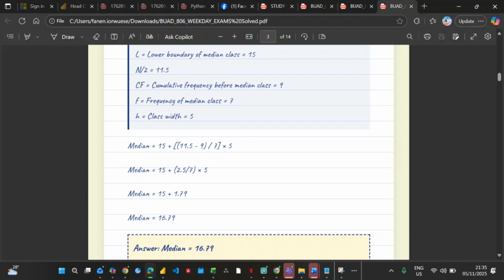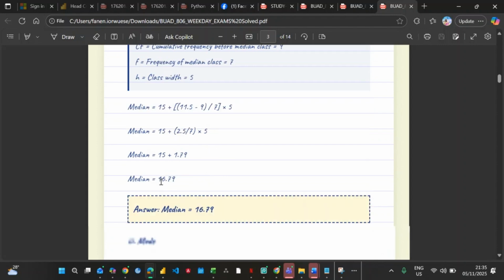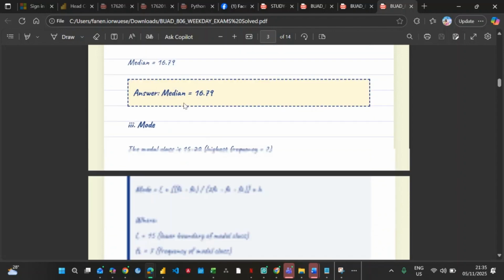So you have 15, then 11.5 minus 9 gives you 2.5, over 7, times 5. So you can finish what is in the bracket. If you divide 2.5 by 7 and multiply by 5, then you have 15 plus 1.79, which gives you 16.79. That becomes your answer. As simple as that.